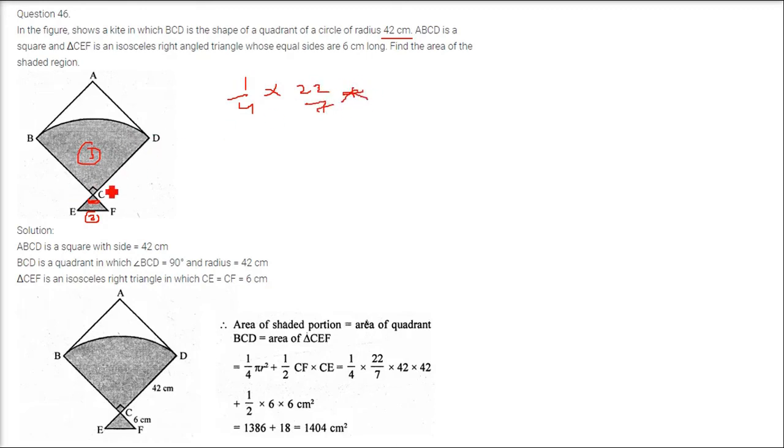What is the radius here? It is being given to us, which is 42. See, 42 is the radius. So 42 into 42. This is the first one.